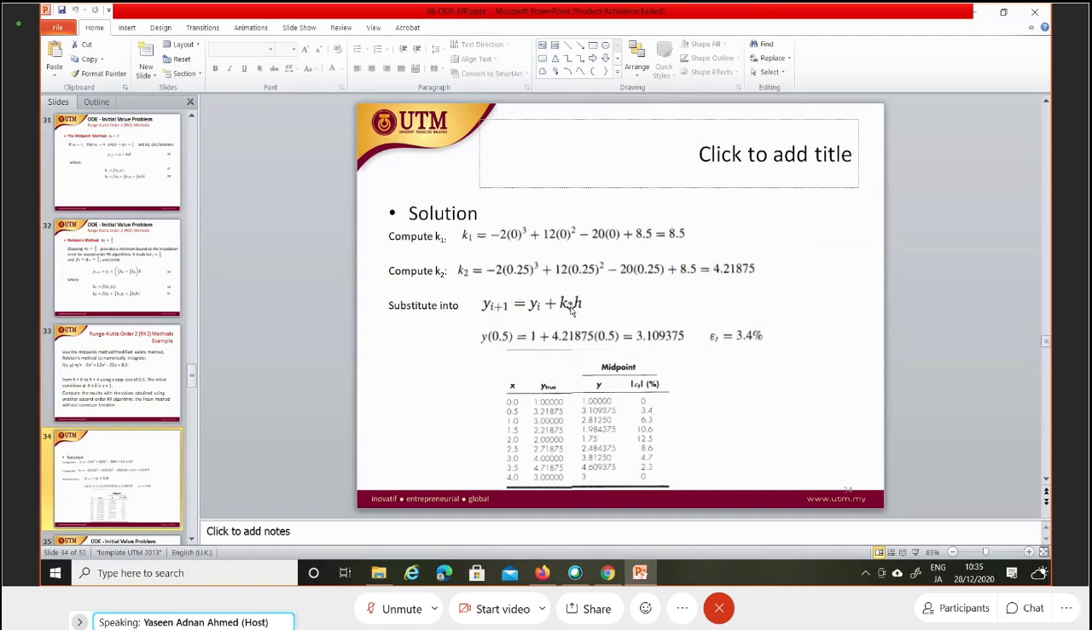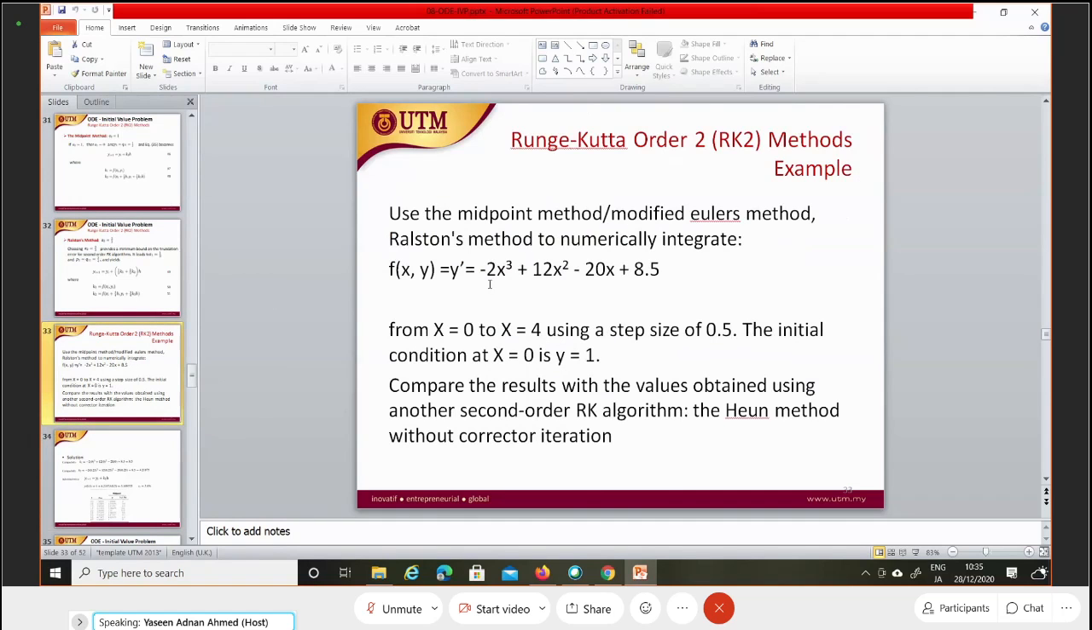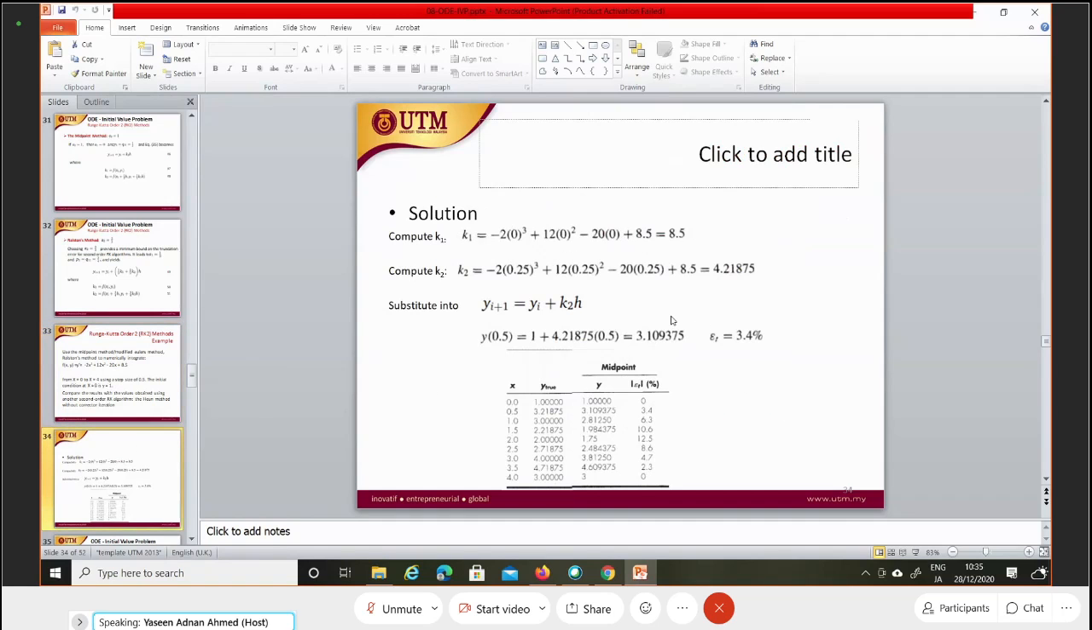So the k2 value you will use here is multiplied by h. So that is your value, the solution. And the actual true value you can get, right? If you just integrate it, you can get the value of y, and put x is equal to 0, y is equal to 1. So you will get the true solution, so you can get the error.